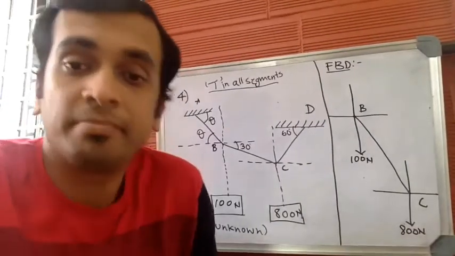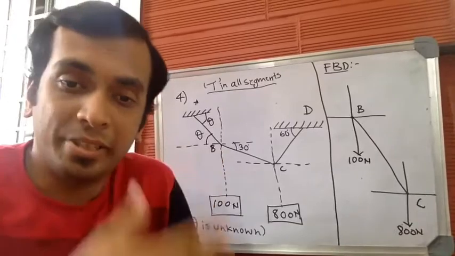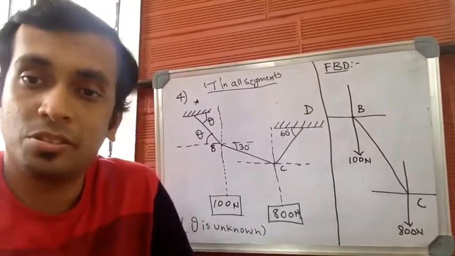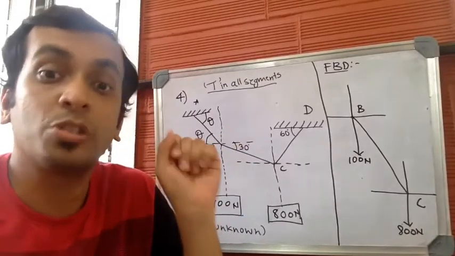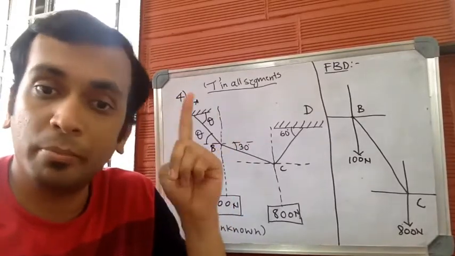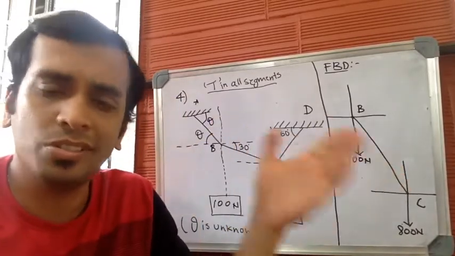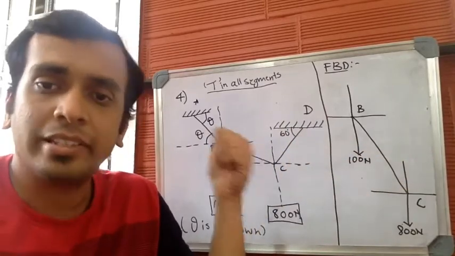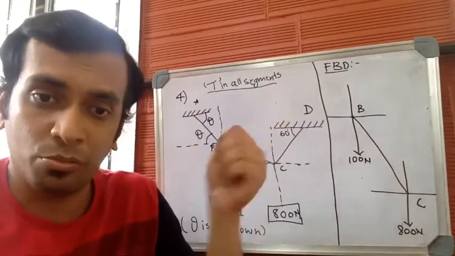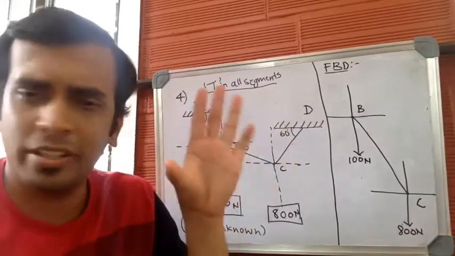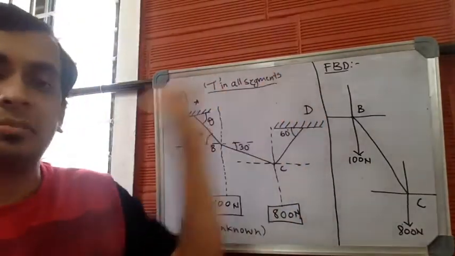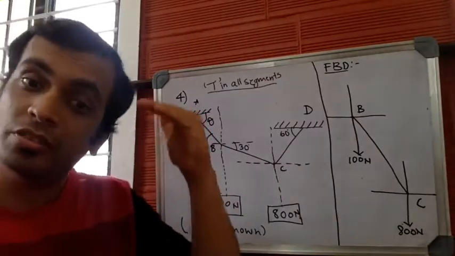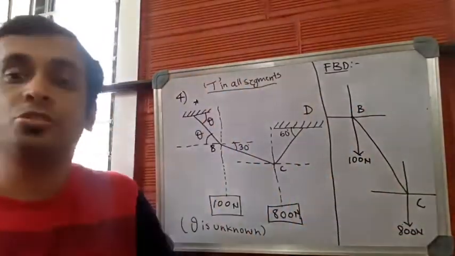Hello everybody. So this is another problem related to cables. We went through one of the problems in the previous video, and this is the fourth problem, problem number 4. I solved problem number 1 in the previous video, which was a general problem, and this is the second type, which is problem number 4 in your notes. Again you're supposed to find the same thing: tension T in all the cable segments.